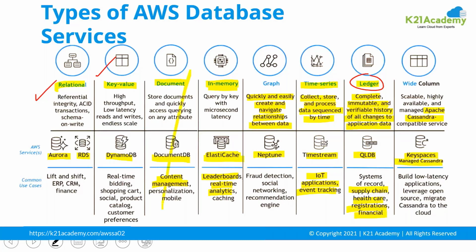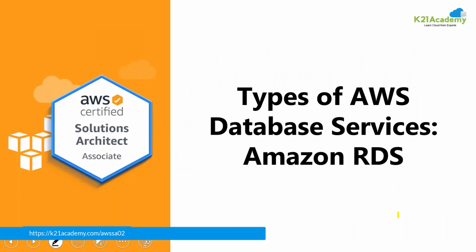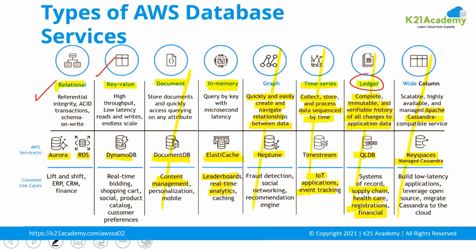You won't get any questions on the others; I have never seen questions from them. But that doesn't mean you should forget all these. You should know that Amazon offers DocumentDB, Neptune, Timestream, QLDB, and Cassandra also. You should know about them. But the important ones are the three I have ticked: relational, key-value, and in-memory.